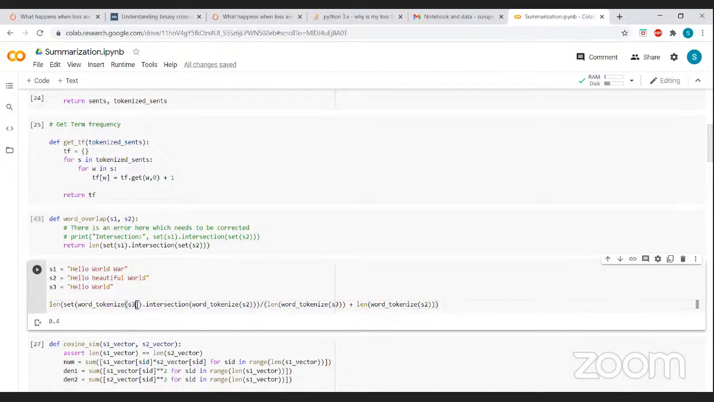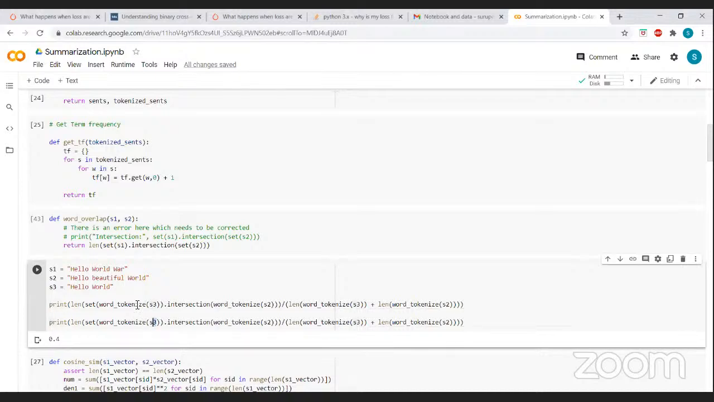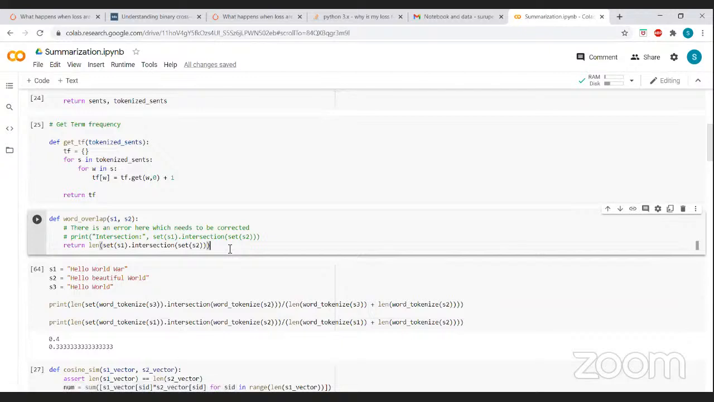Yeah. Right, and now compare S2 and S1, that will be different. It should be less than 0.4. Now you see the difference? Now, actually, S2 and S3 are more similar compared to S1 and S2. That's what we wanted, because S1 has those additional words which we never accounted for while computing overlap.